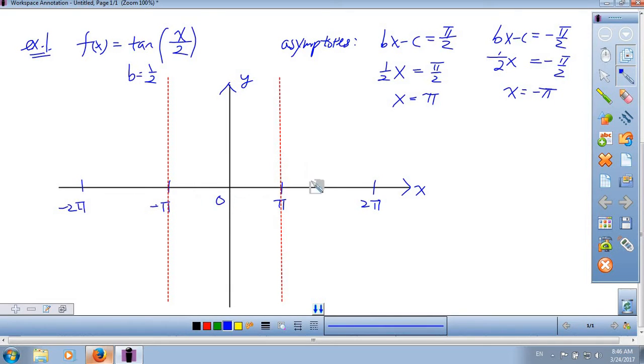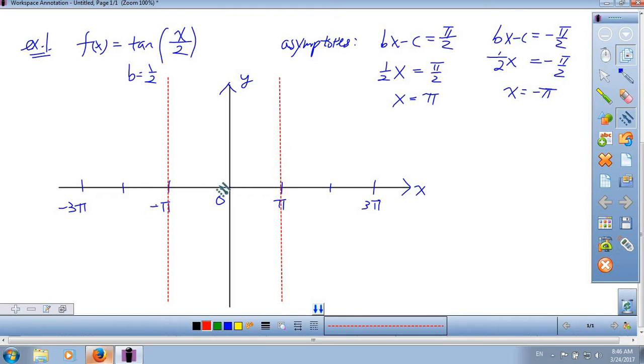This is 0. So the next asymptote is not going to be at 2 pi. Actually, this is probably 3 pi here. So 1 pi, 2 pi, yeah, this is 3 pi. Negative 1 pi, negative 2 pi, this is negative 3 pi there. I spaced out a little bit too much. I guess I was thinking about getting 2 pi. So those are my two asymptotes.